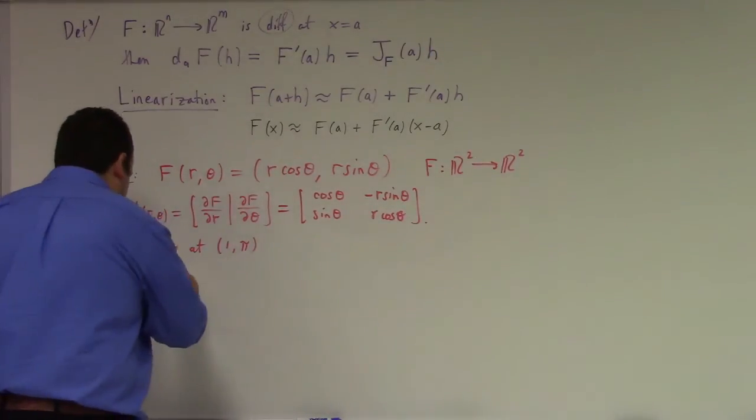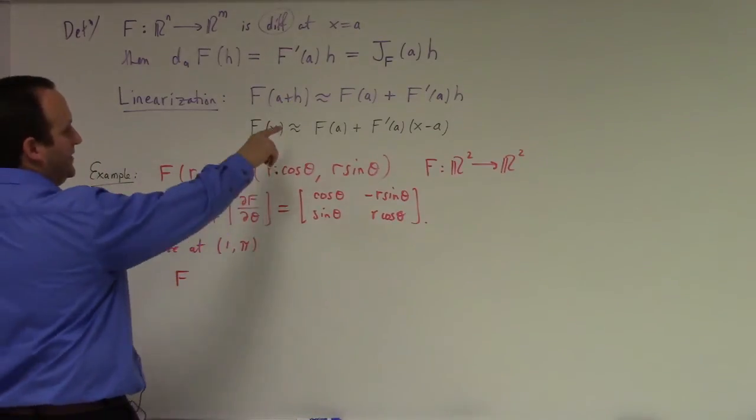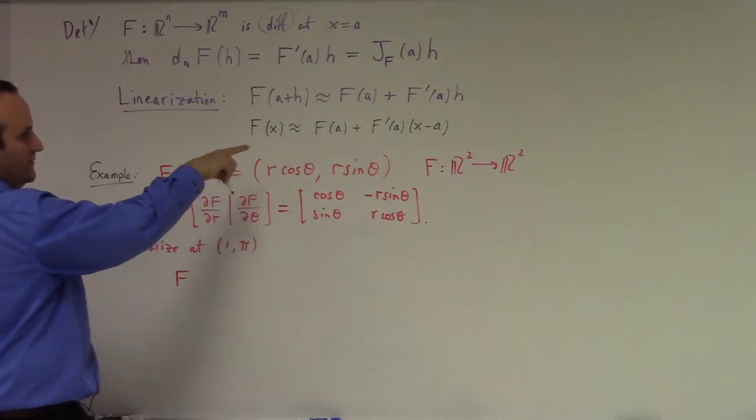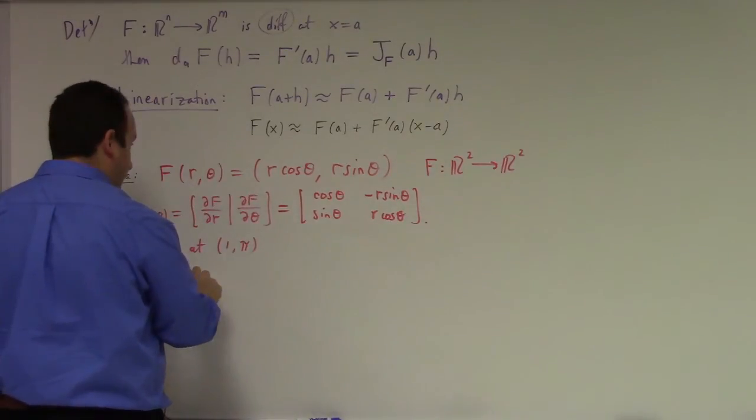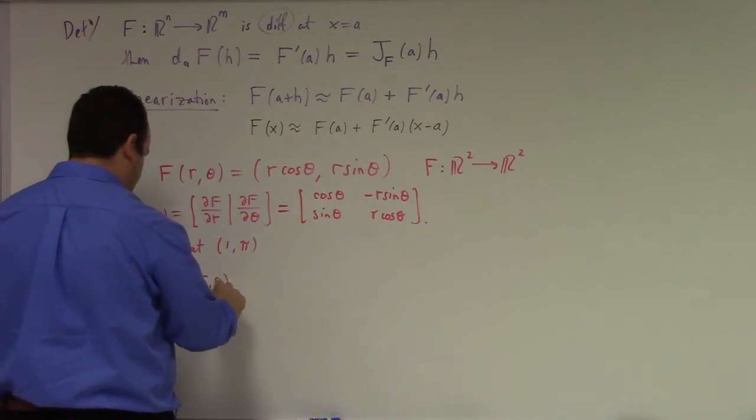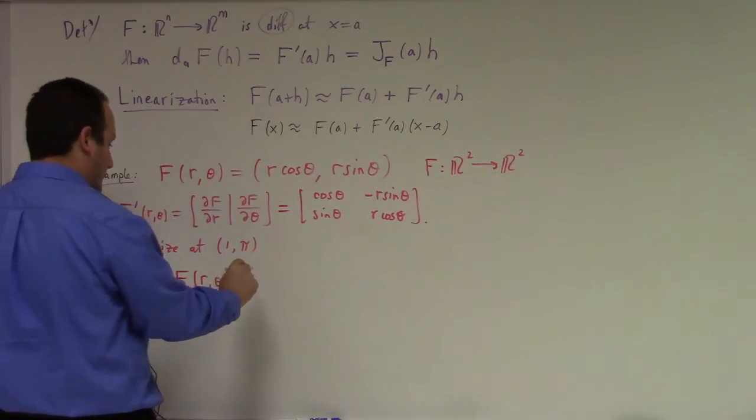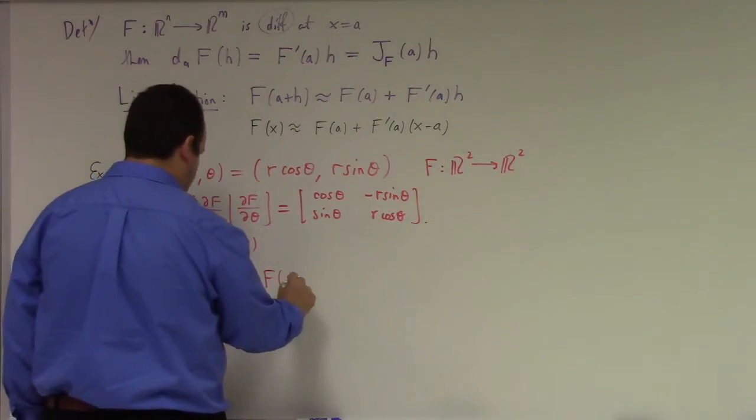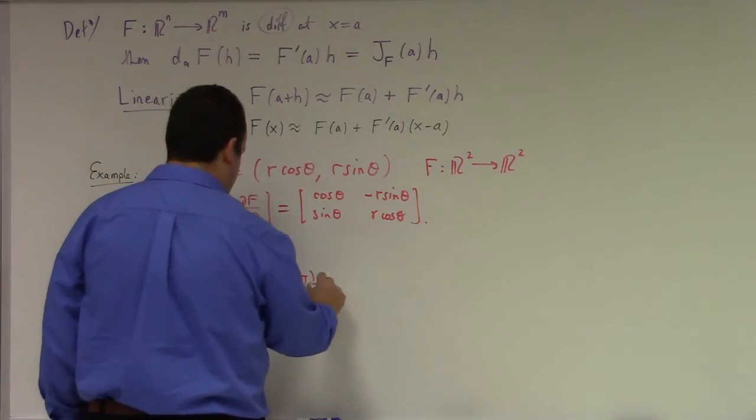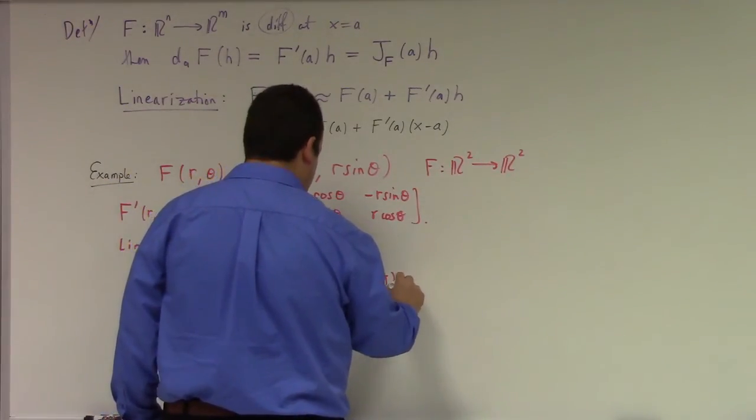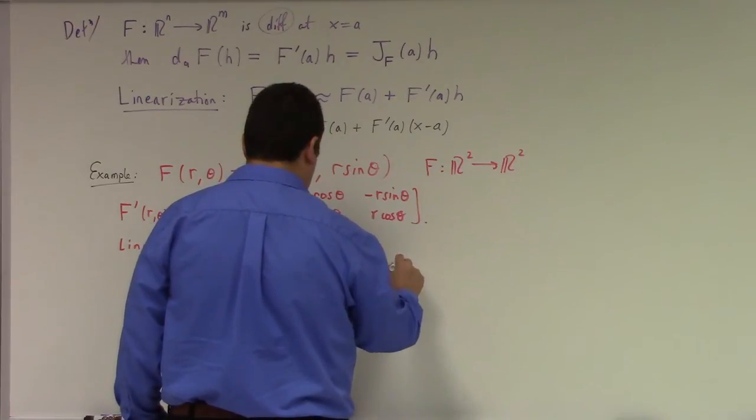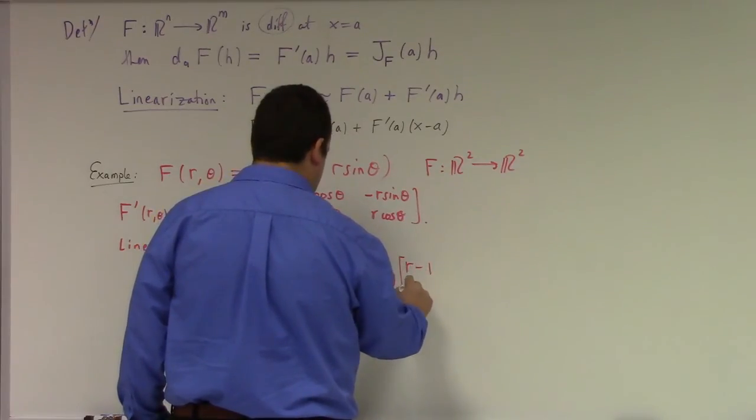All right, so here we go. F of, and which way do you guys do it? I'm going to do it which way? This is the x one? Okay, so f of r comma theta is approximately f of 1 comma pi plus f prime of 1 comma pi times the column vector r minus 1, theta minus pi.